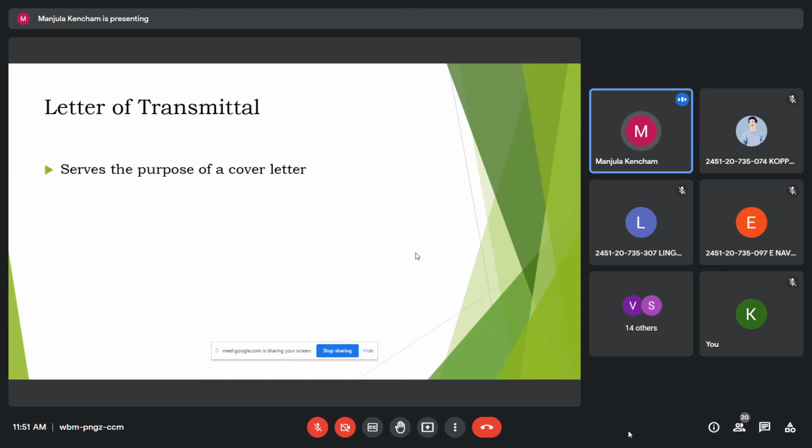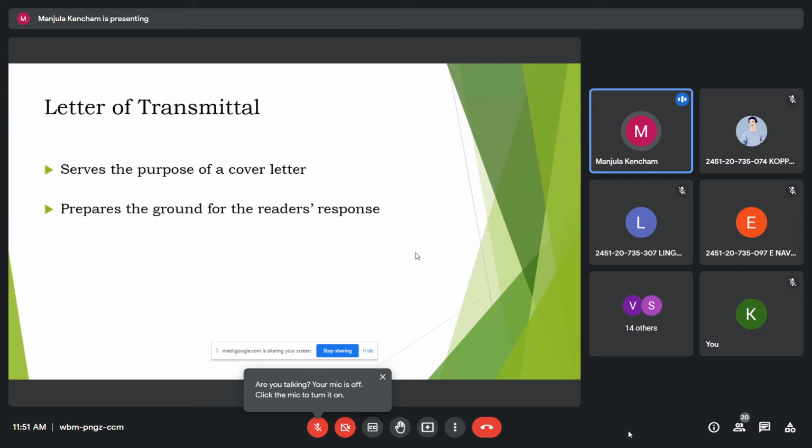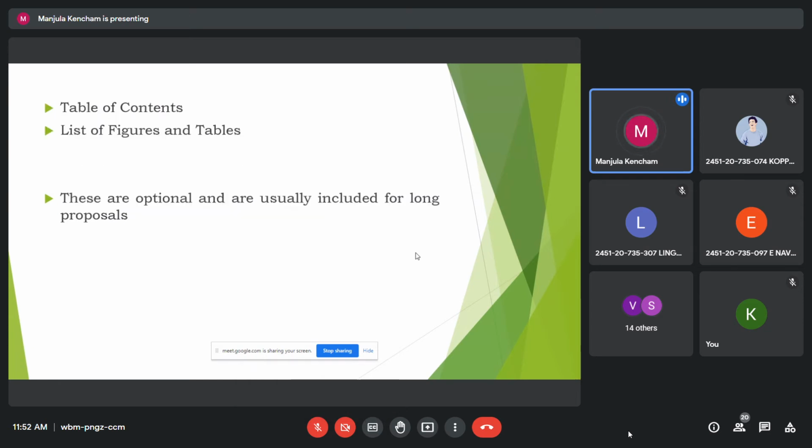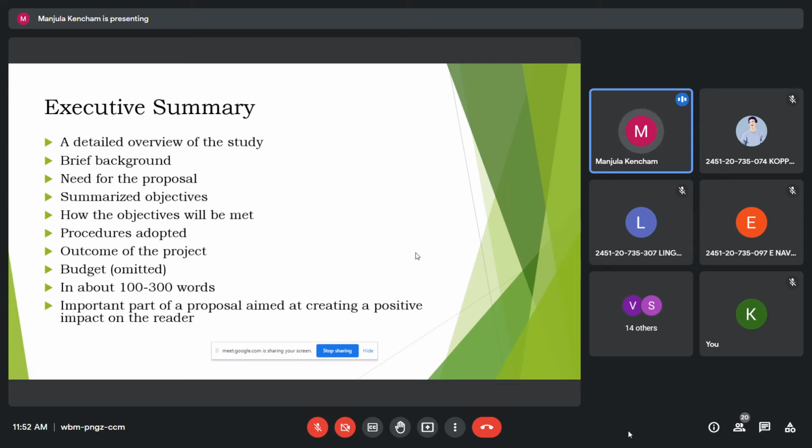Letter of transmittal, it's something like a cover letter. I have undertaken to write the proposal for so and so reason, and this is how it is going to help, etc., would all be covered in the cover letter. It prepares the ground for the reader's response, and it is written in a very convincing manner, because if they are not convinced they would not read through the entire proposal. So table of contents, the executive summary. What should be included in the summary, because it is an important part of the proposal? Of course, even in the reports it is written.